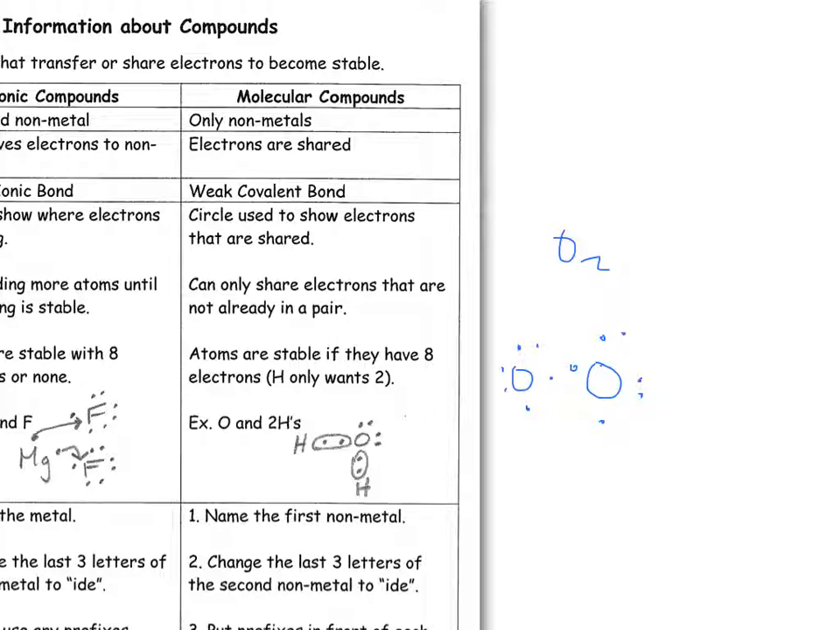Because each oxygen has 6 and wants 8, they're going to share 2 pairs of electrons. Remember, they only share the electrons that are by themselves. They're not already in a pair. This is the Lewis dot diagram for an oxygen molecule.